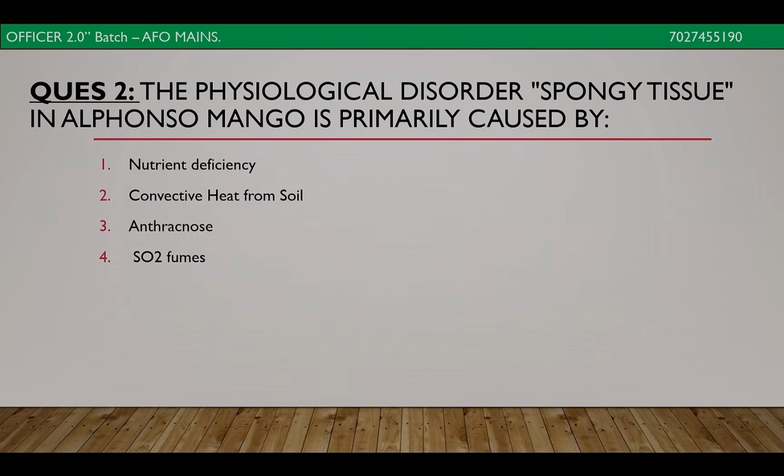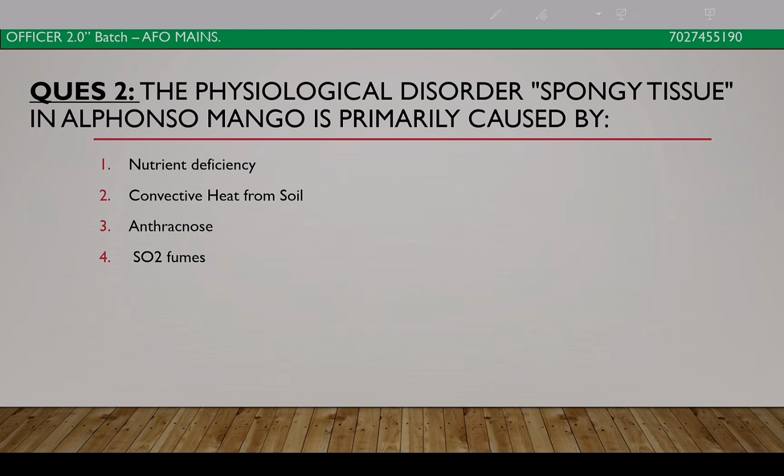Okay, the next question. In the next question, the physiological disorder spongy tissue in Alphonso mango is primarily caused by: the options are nutrient deficiency, convective heat, anthracnose, and isoprophyins. What happens in case of spongy tissue? You see a white patch-like formation in the mesocarp of the mango. Why does this happen? The main reason for spongy tissue in Alphonso mango is convective heat.